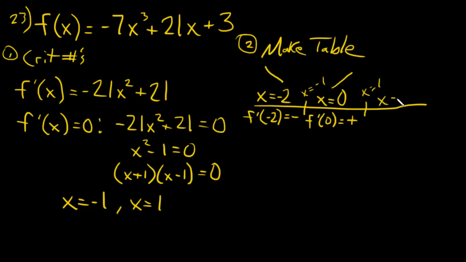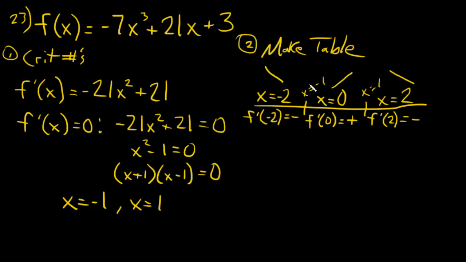So what about x equals +2? Well, same thing that I got over here, because when I square it, it's +4, -84, and so I wind up with a negative number overall. So f prime of +2 is negative, which means we have a decreasing behavior.